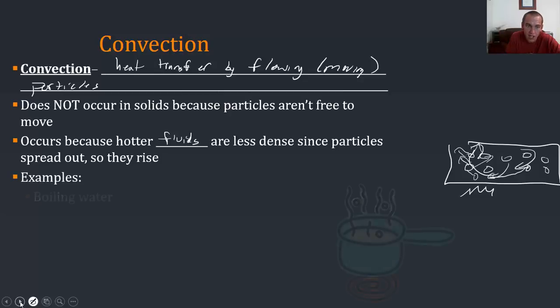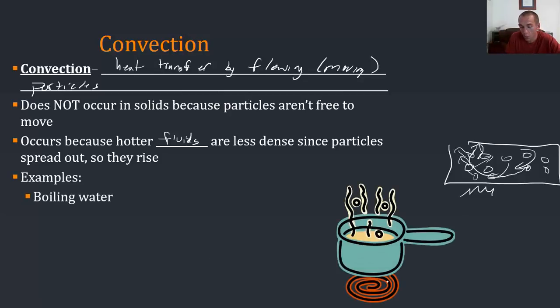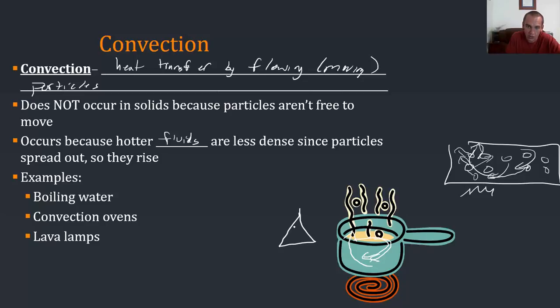So some examples of this include boiling water. You put water over something hot, and the particles at the bottom heat up and expand and move up, and the particles at the top, which are cooler, then sink down, take that place, and we get this circular current of boiling water. There's also convection ovens, which use the air in the oven and a fan to circulate the heat.